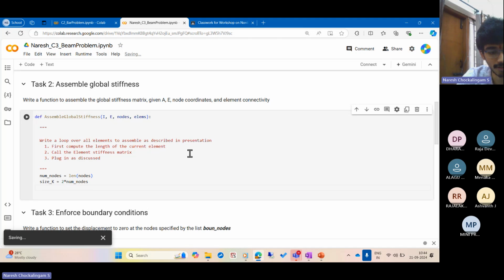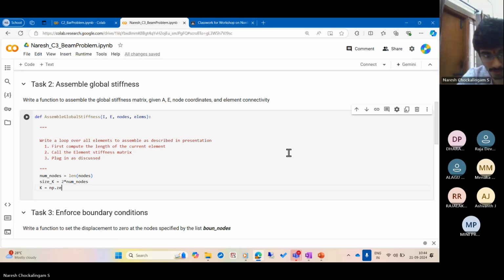So I get size of K is 2 times the number of nodes, right? Then I have to initialize K. So how do I make it 0? How do I get a matrix of zeros? Someone? np.zeros of num_nodes, comma num_nodes. Perfect. So this gives you a square matrix of size num_nodes by num_nodes. No, wait. Why should it be num_nodes by num_nodes? We just decided the size of K has to be 2 times that, right? So size K, comma size K.